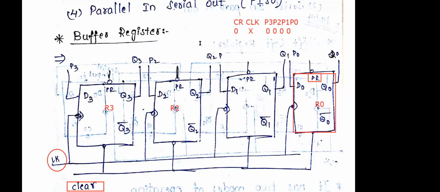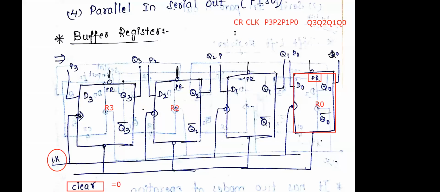Then I applied clear 0. Let us assume the clear input is applied as 0. Here, the clear equals 0. I have to write the P3 inputs here. Similarly, I have to write the outputs also: Q3, Q2, Q1, Q0. We have to write the inputs and outputs.